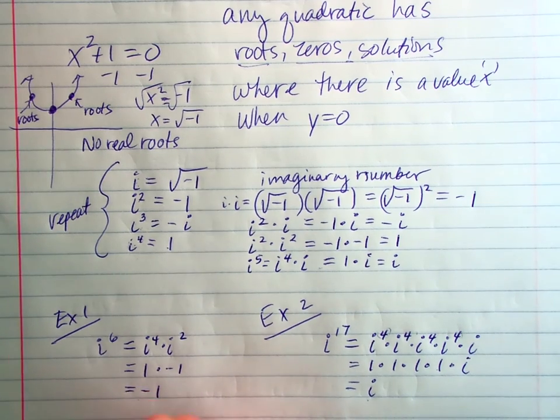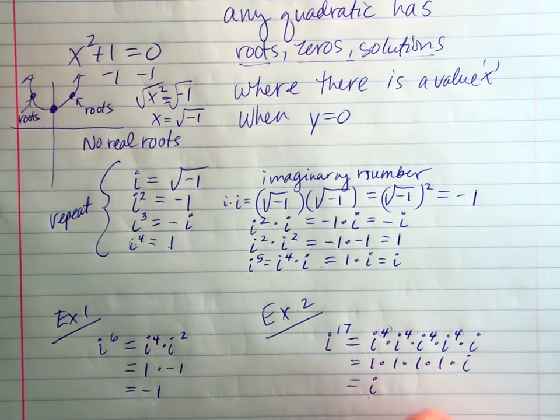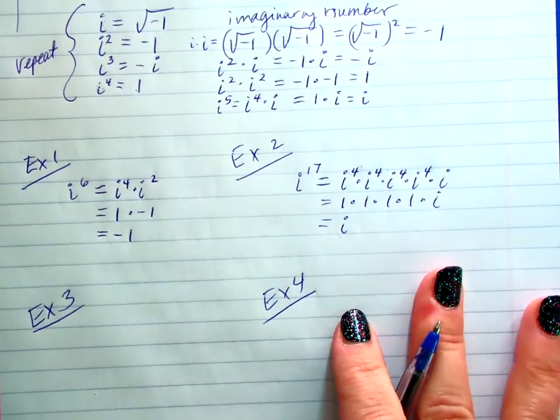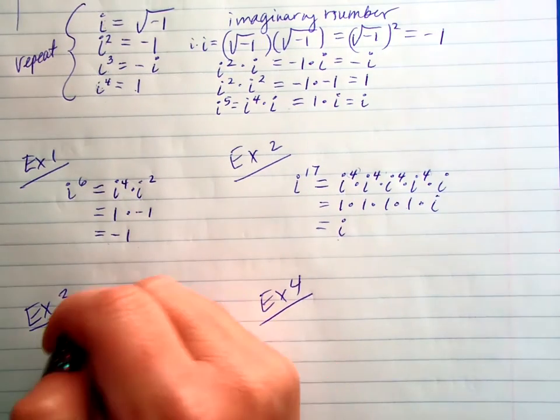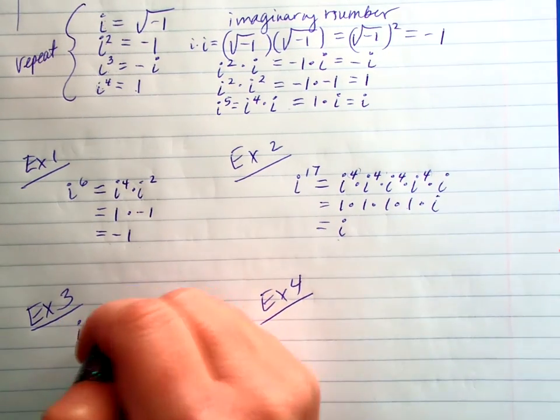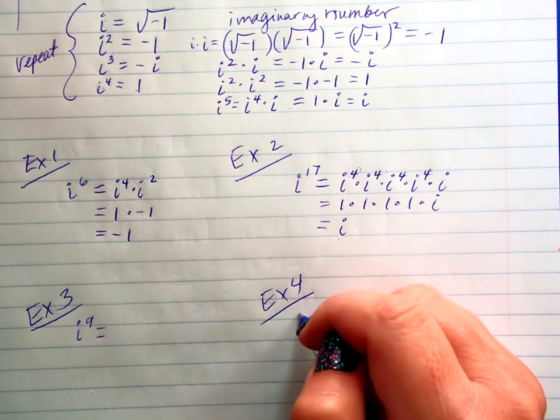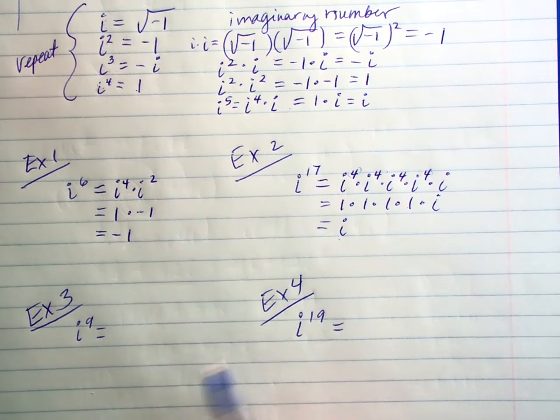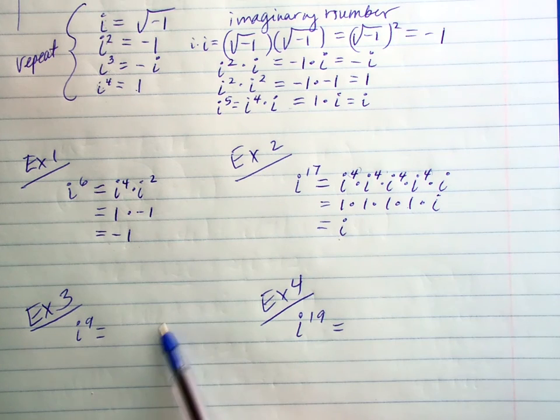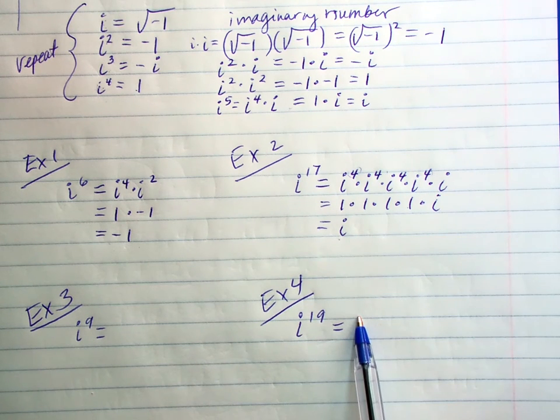I'd like you to try 2 of these examples on your own, where you pause this video and try it, and then play the video and make sure you got it right. So take a second to write this down: i to the 9th and i to the 19th. Take a second to break it apart or go do the counting method, and what would you get as your result?